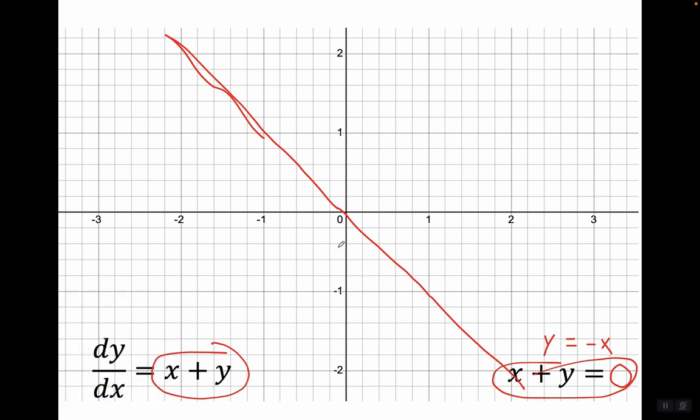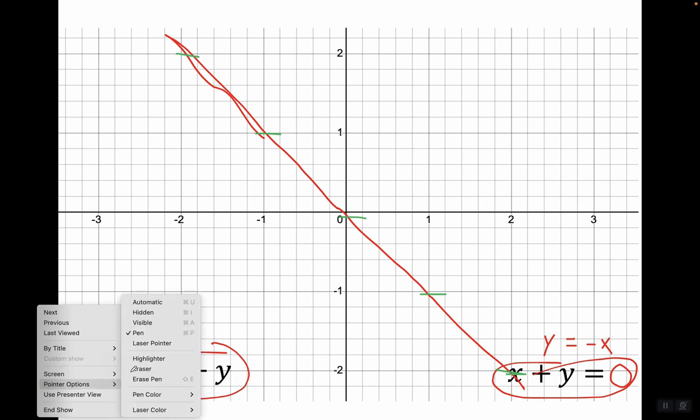That sounds good. Okay, so now all along this curve, notice this is the curve x plus y equals 0. So all along this curve, the slopes are going to be 0. So here's what our slope field's going to look like. All of these slopes are 0 because dy/dx equals x plus y, and all along this curve, x plus y equals 0.